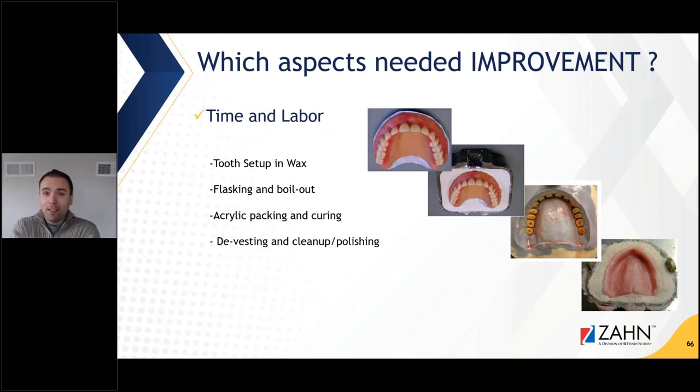Even though we all like traditional dentures quite a bit, there were a lot of issues with time and labor. They're very labor intensive restorations to produce, especially compared to something you have today, like full contour zirconia or even screw-retained zirconia, even screw-retained hybrids, some of the more complex restorations. The traditional denture is still more labor intensive than that.